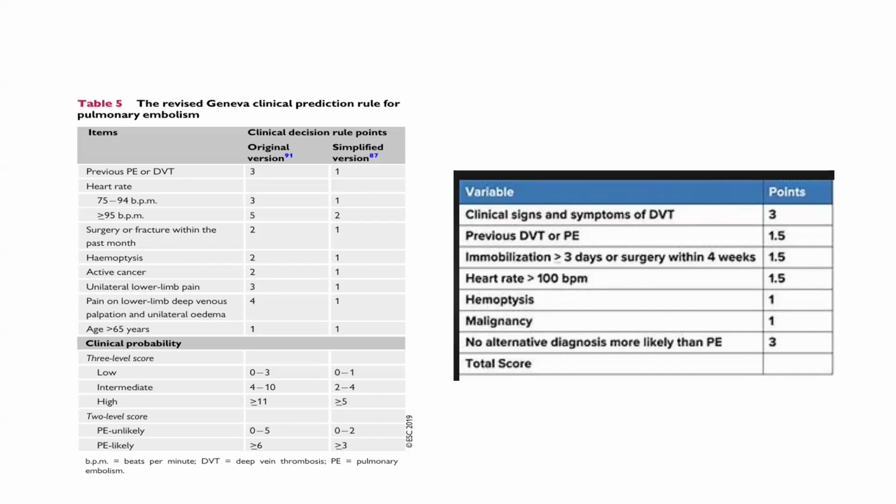So after examining the patient and taking history, if history-wise and examination-wise we are suspecting PE, then we can apply this Geneva score as well as this Wells score to find out whether the likely diagnosis is PE or something else.